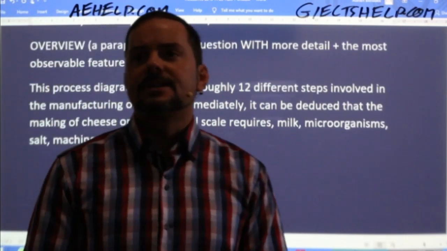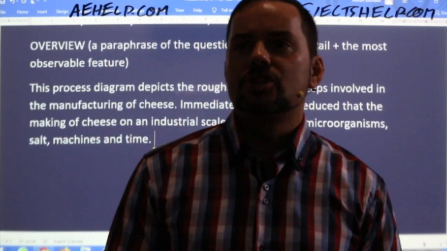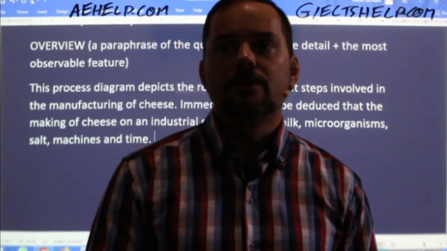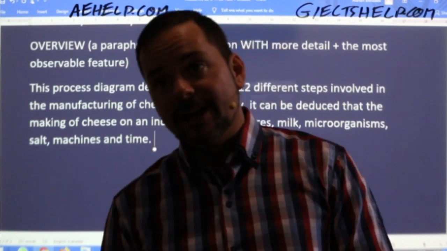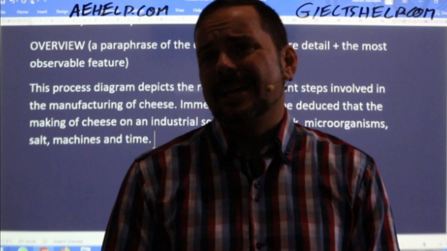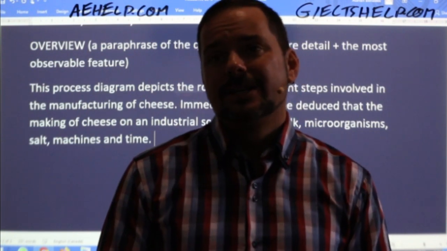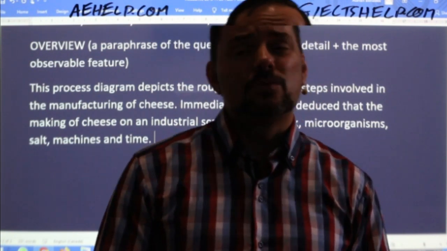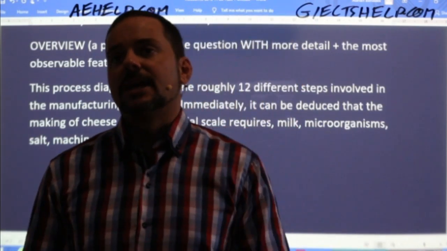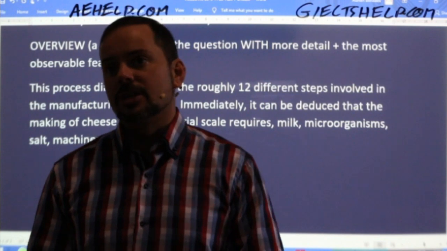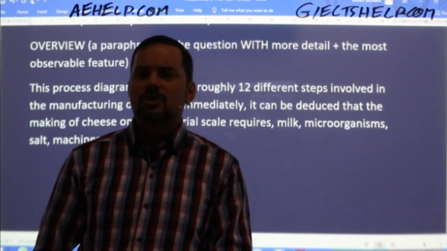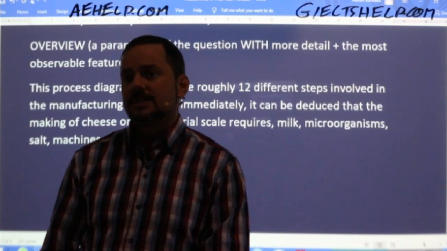Okay. Hassan says, overall, it is clear that producing cheese needs 4 essential elements, namely milk, microorganisms, salt, and time. Okay. Yeah, Hassan, not bad. I would say one of the essential elements here are machines when it's an industrial scale. But you're right, Hassan, on a small scale, you could do without machines. You would still need those other elements, so it's arguable. But in this picture, it is an industrial process.